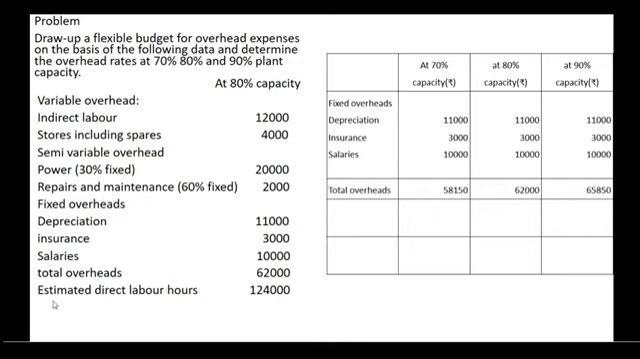And the next, we enter the estimated direct labor hour. For the 80%, the labor hour is 1,24,000. On the basis of this, the 70% estimated direct labor hour is 1,24,000 into 70 divided by 80, that is 1,08,500. And for the 90% capacity, it is calculated as 1,24,000 into 90 divided by 80. So the estimated direct labor hour for the 90% capacity is 1,39,500. On the basis of this total overhead and estimated direct labor hour, we find out the direct labor hour rate.